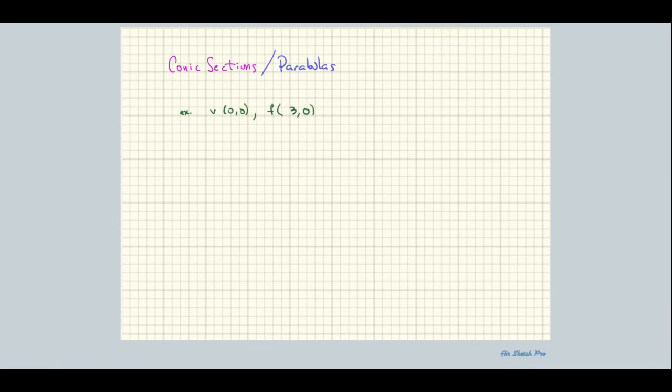Okay. And what I want to do is find the directrix form of the equation of the parabola and the equation of the directrix.